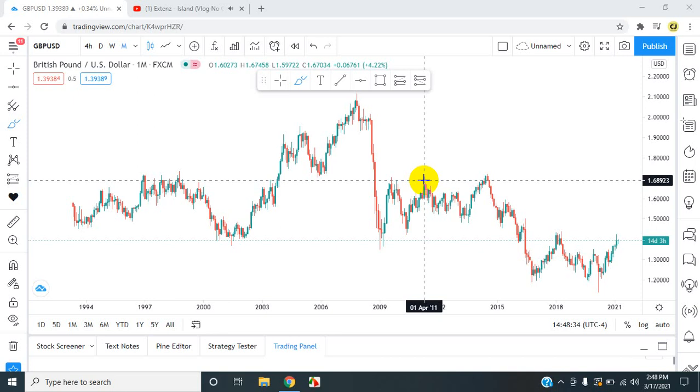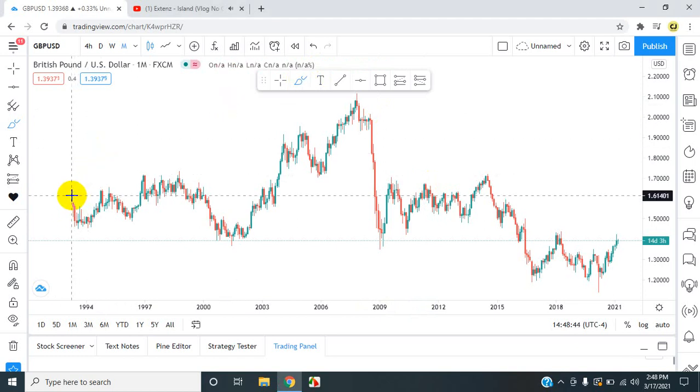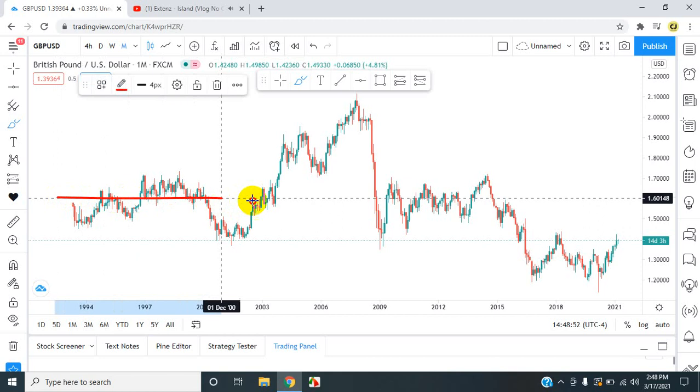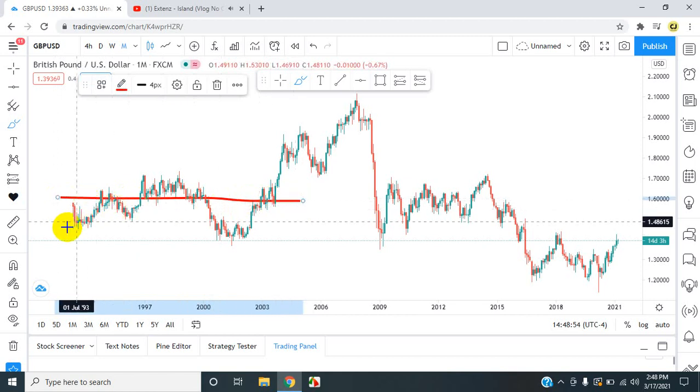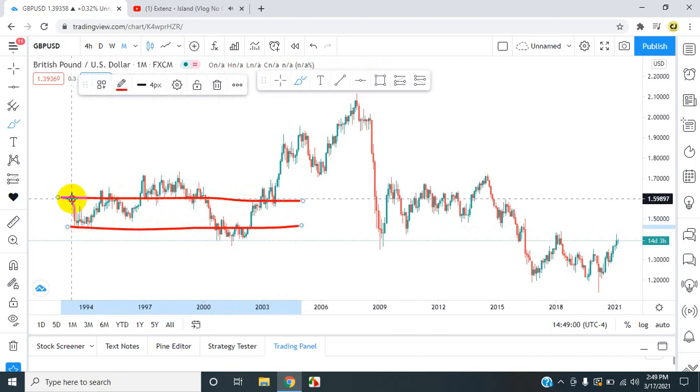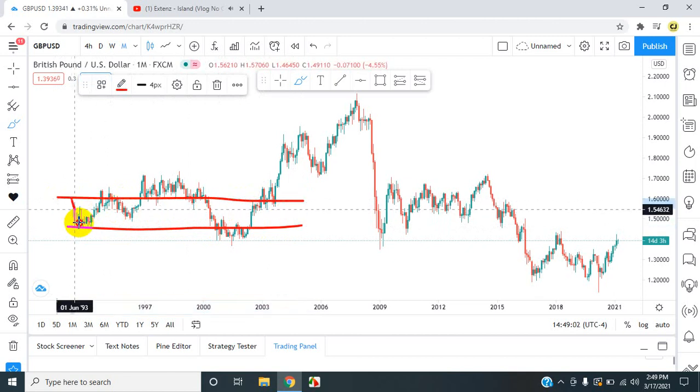Okay everyone, we are checking out and marking up GBP USD. Let's take a look at what's going on in the market. So back in May of 1993, the market started off right into resistance. The market came out of resistance into an area of support.